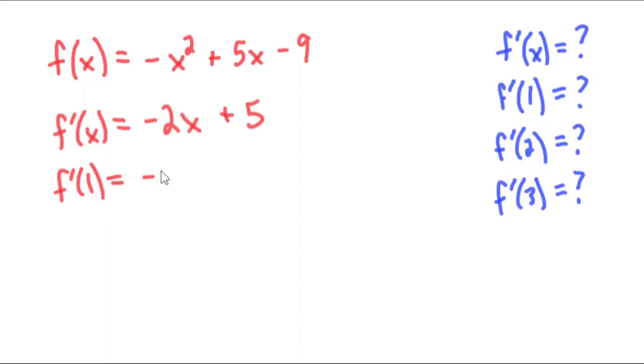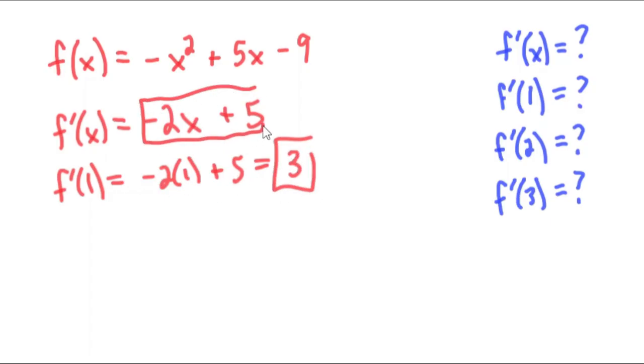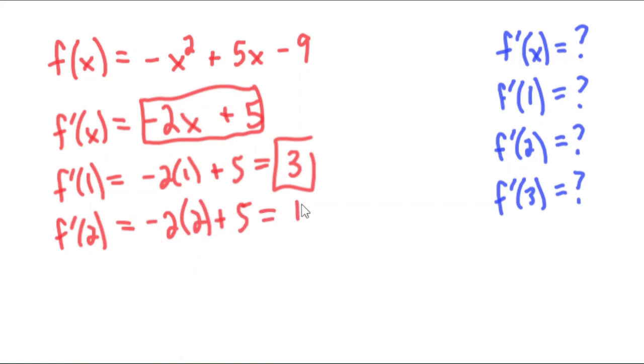Notice, what's f prime of 1? Okay, well, f prime of 1 is -2 times 1 plus 5, which is really just -2 plus 5. That's 3. Okay, what's f prime of 2? Well, we do -2 times 2 plus 5. And that's really -4 plus 5. That's 1.